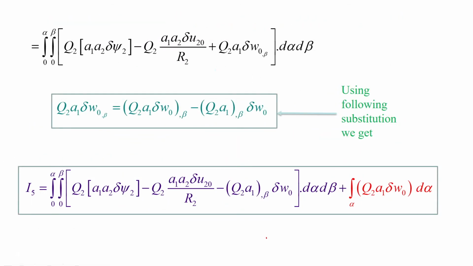So, again there is a derivative with respect to beta, and we have to get rid of that. In I5, some terms are on the area and only a single term is on the boundary. So, the boundary will go from beta 1 to beta 2.